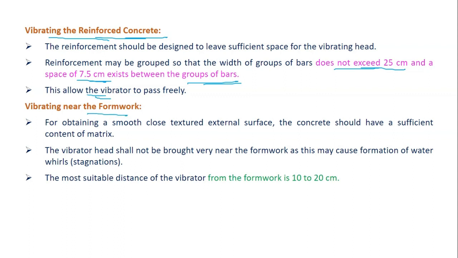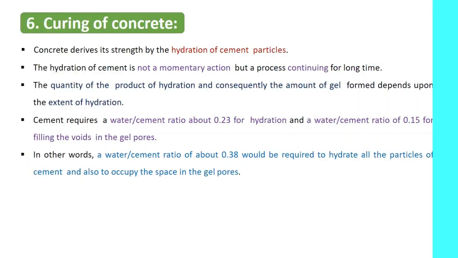And vibrating near the formwork. This is the formwork, and you are going to put the concrete inside it. So what I'm saying is the suitable distance of the vibrator from the formwork is 10 to 20 centimeter. In the next class, we are going to see step 6, that is curing of concrete.